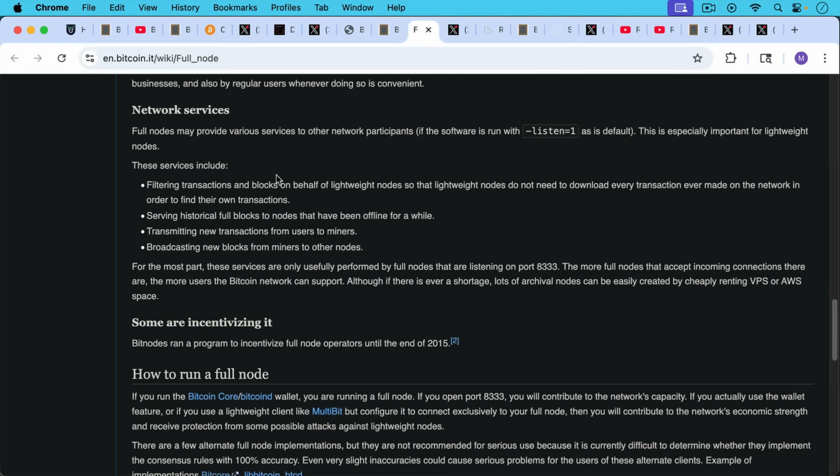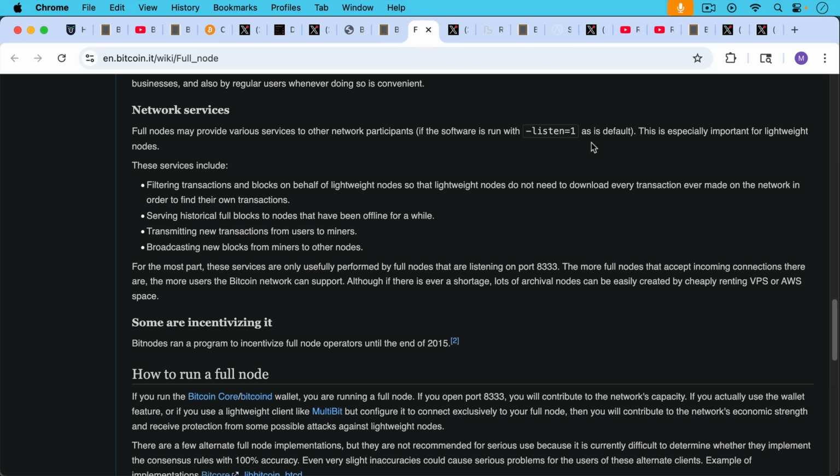I'll put a link to this as well from the Bitcoin wiki talking about network services and listening nodes. I wanted to look at this briefly. Full nodes may provide various services to other network participants if the software is run with listen equals one, as is the default, as we said. This is especially important for lightweight nodes.